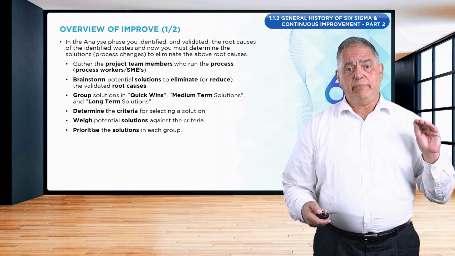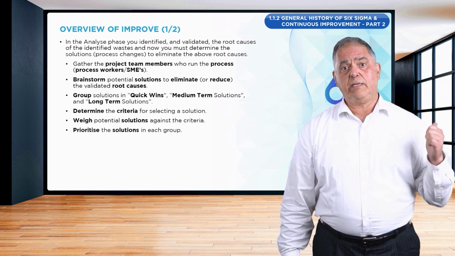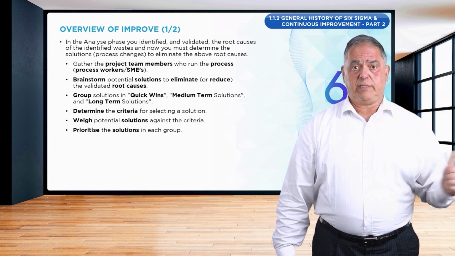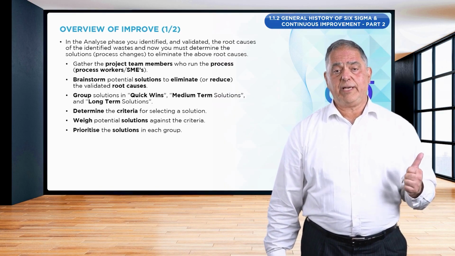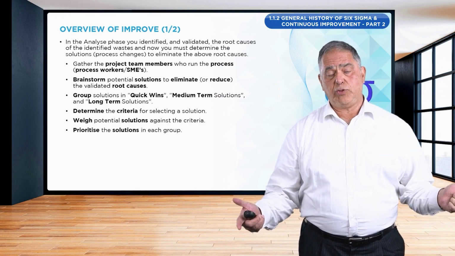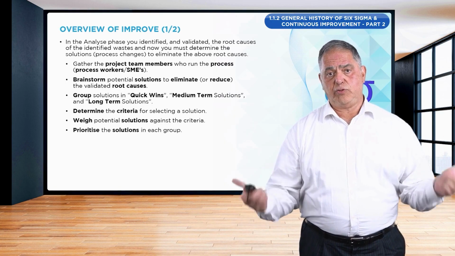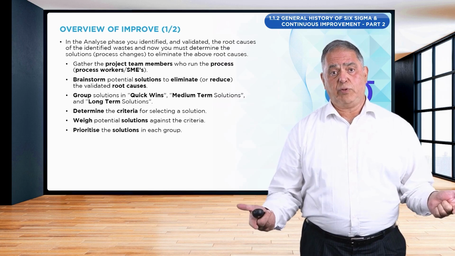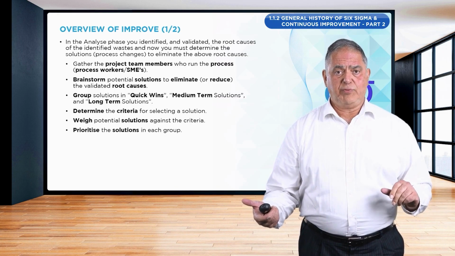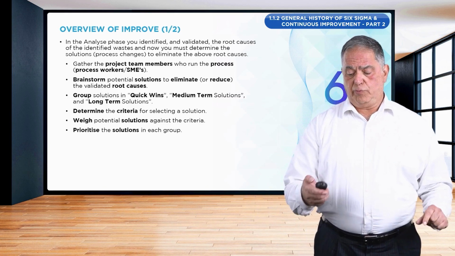So, the two main inputs that we use during the improve phase of DMAIC are the validated list of root causes of waste that we created during the analyze phase of DMAIC. And the second one is the illustration of the improved process. As I mentioned, we create an illustration of the process map, imagining that all the identified waste has been removed. So these are the two key inputs into the improve phase of DMAIC.